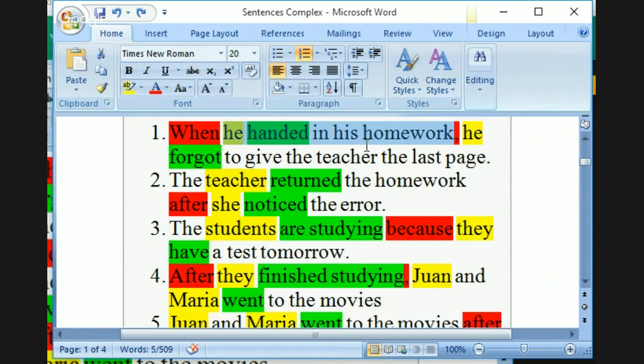that starts with a time subordinator. So you could never say, when he will hand in his homework. You can never say, after she will notice the error. It's impossible to ever have a future tense with a time subordinator.